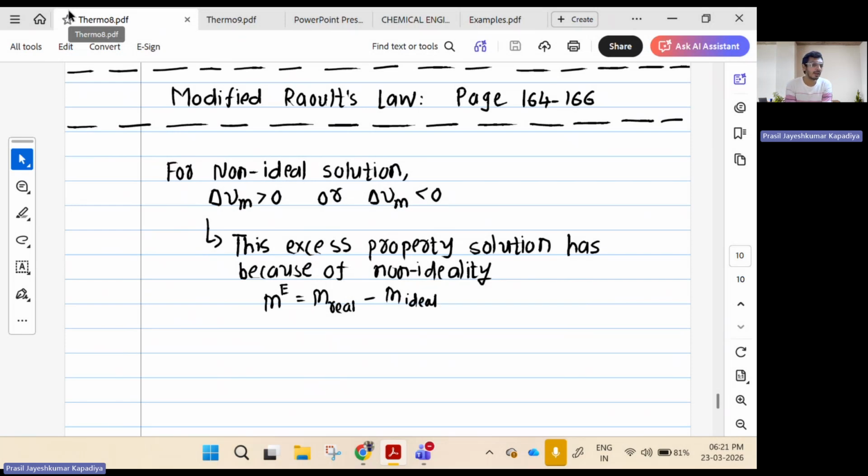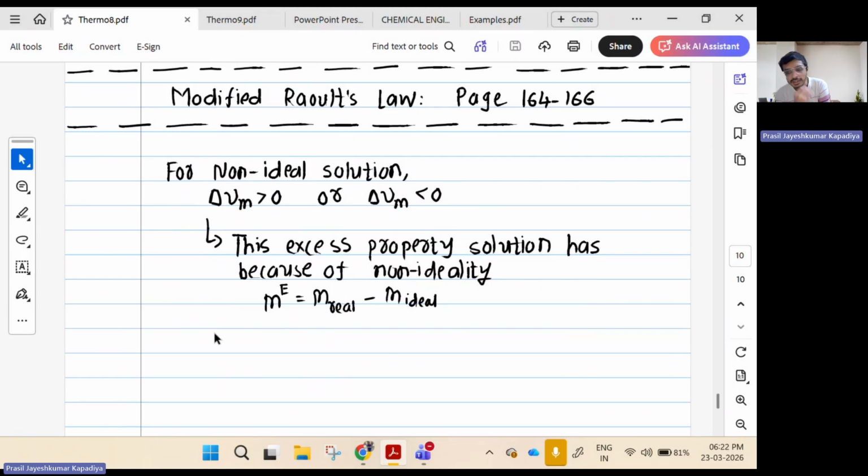If the solution were ideal, I would have delta V mixing equal to 0, delta H mixing equal to 0, delta U mixing equal to 0. But because of non-ideality, the solution will not have delta U mixing, delta V mixing and delta H mixing equal to 0. If that is not 0, that means the solution is exhibiting some kind of excess property because of this non-ideality. So excess property is defined as M excess is equal to M real minus M ideal. This is similar to what we learned in the case of the vapor phase, where we defined the departure function as the actual property minus the property if the gas were ideal. This we learned earlier.